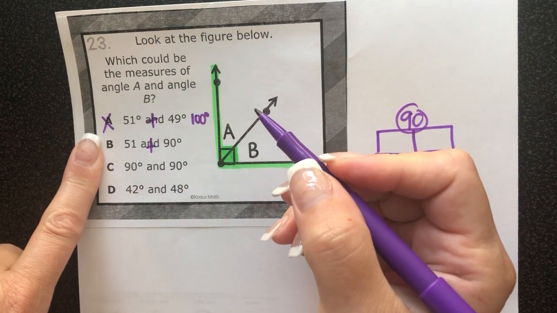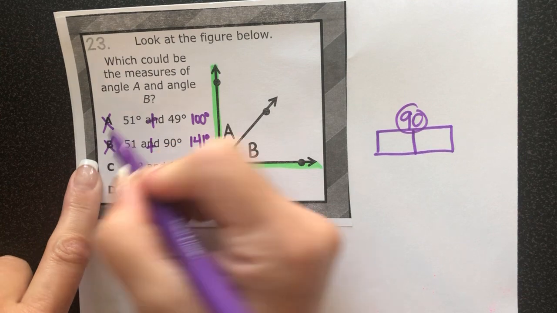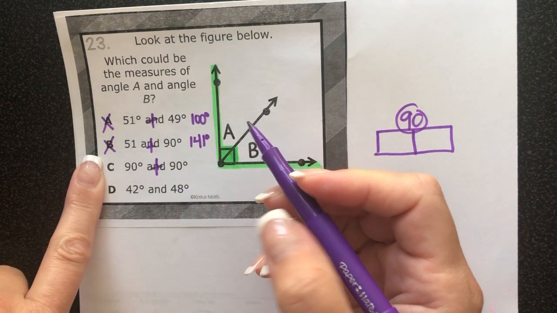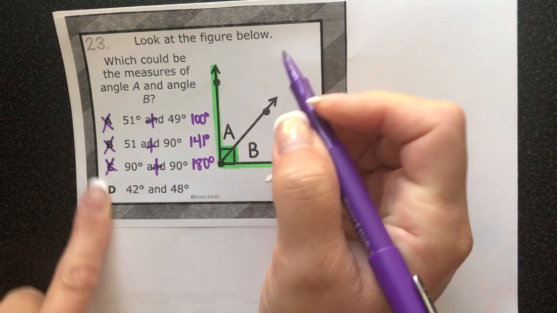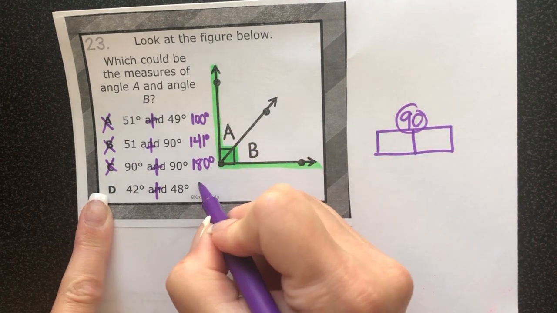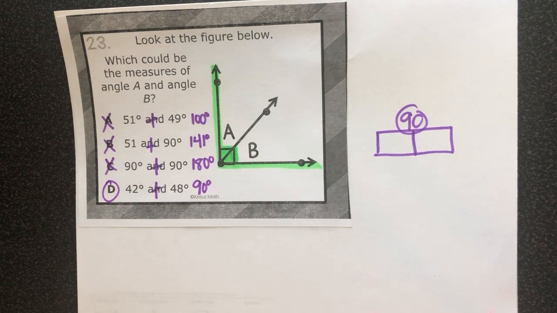Let me put a plus sign there. 51 plus 90 equals 141 degrees. Again, that's not what I want. I need 90. Well, you can't add 90 and 90 and expect to get 90. That doesn't make sense. That actually equals 180. Last one, 42 plus 48, that does equal 90 degrees. That's the answer that we want.